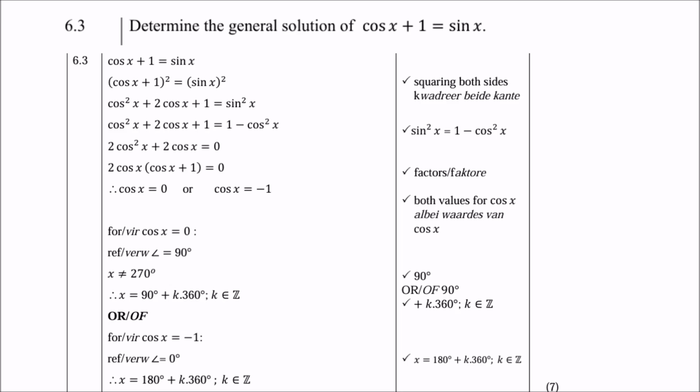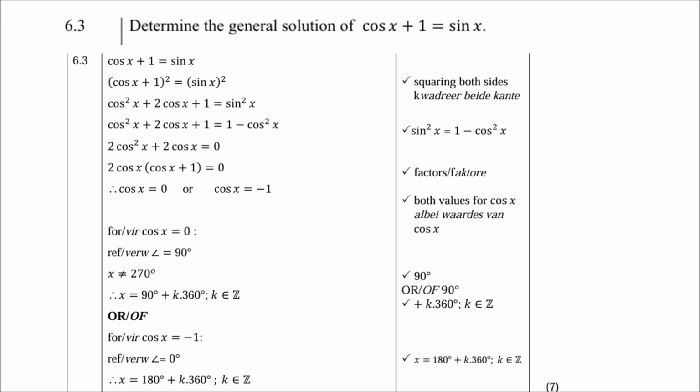So if I square both sides, I get cos squared x plus 2 cos x plus 1 equals sine squared x. And now we recognize sine squared x. It comes from 1 minus cos squared x, isn't it? Do you remember the identity sine squared x plus cos squared x equals 1? Yes. Then you take all the terms to the left-hand side, factorize, and you get that cos x is 0 or cos x is negative 1.